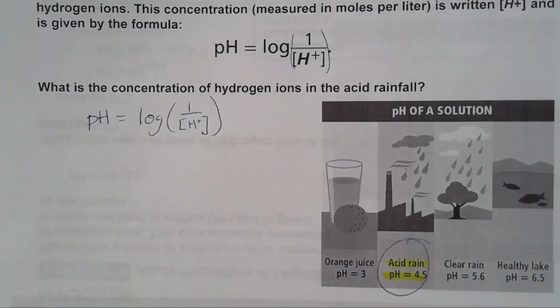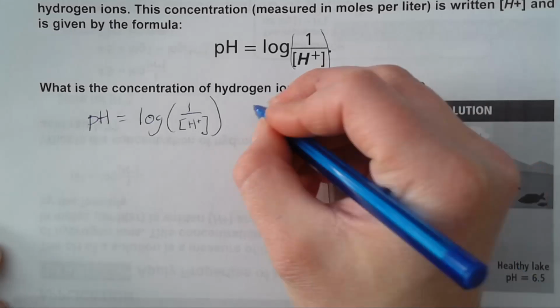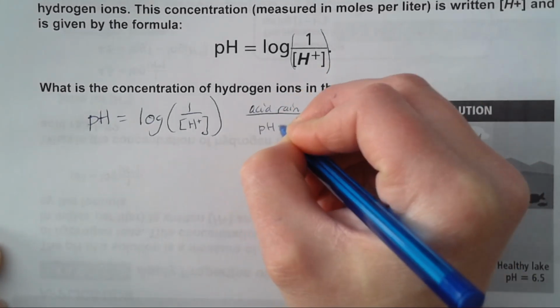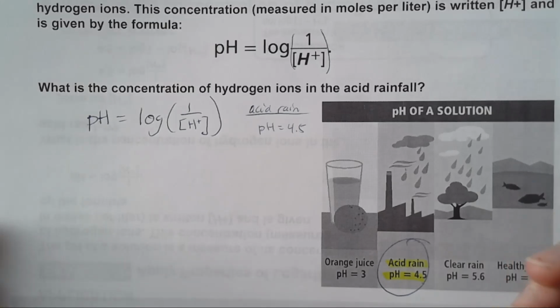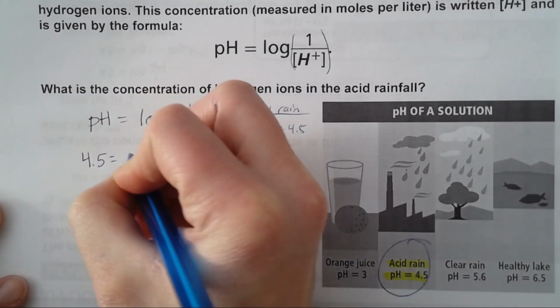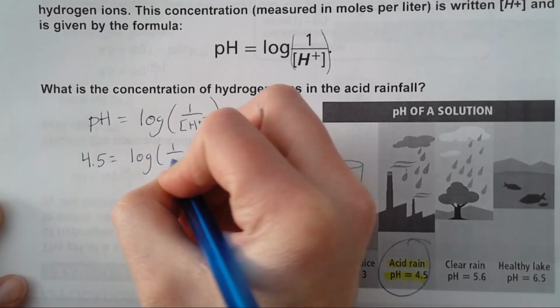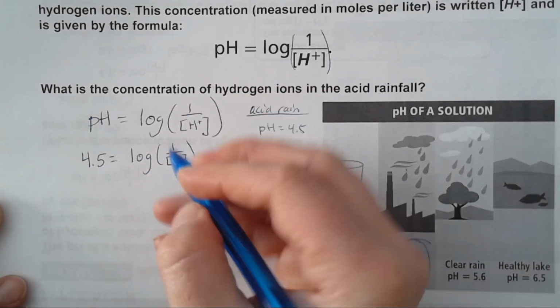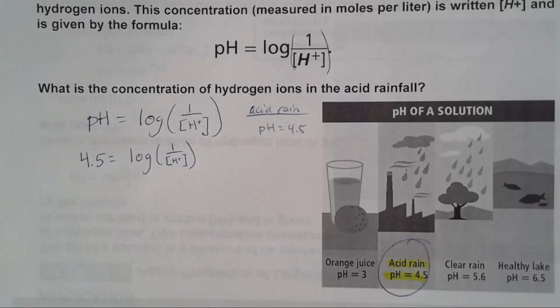Okay, acid rain has the pH of 4.5. So I'm going to plug that in, right? And now we're going to try and solve this for h plus. So now how could this help us with properties? That's the fact that here I got my common log.